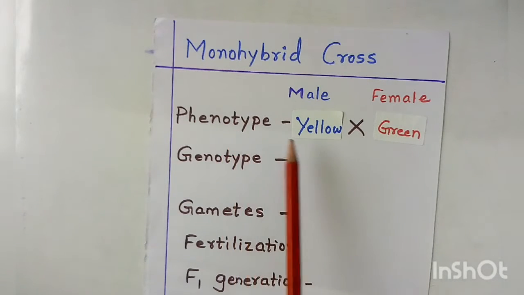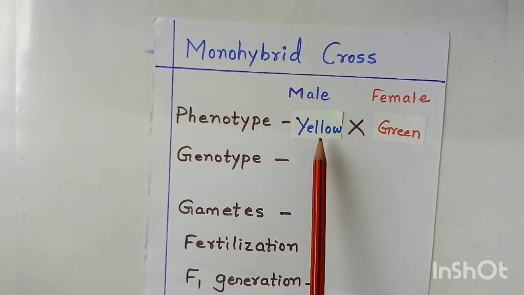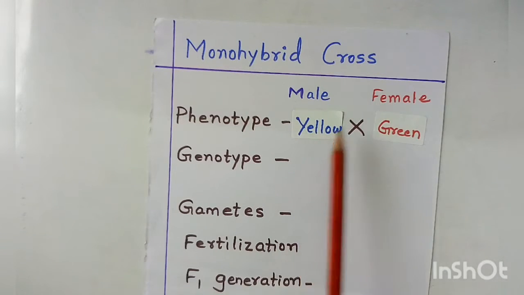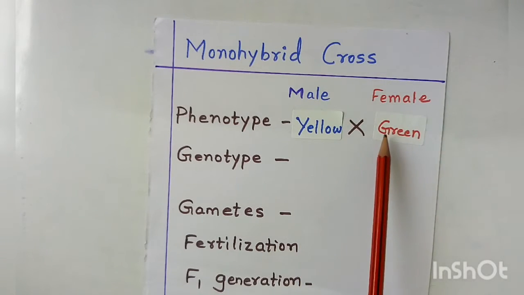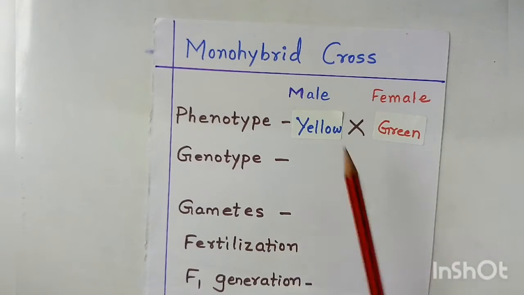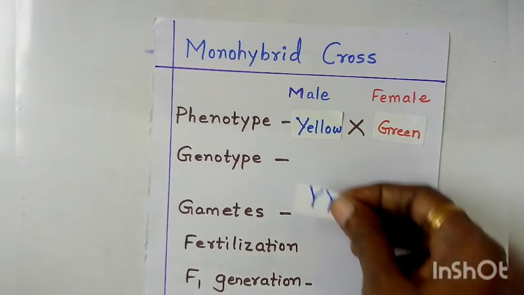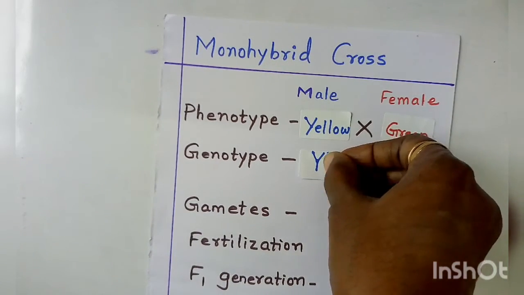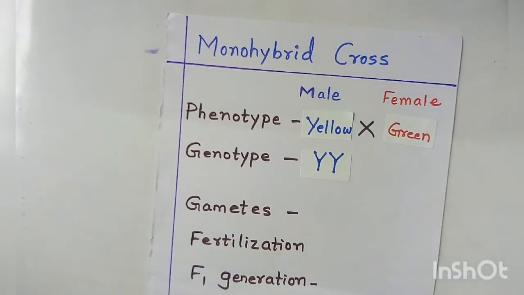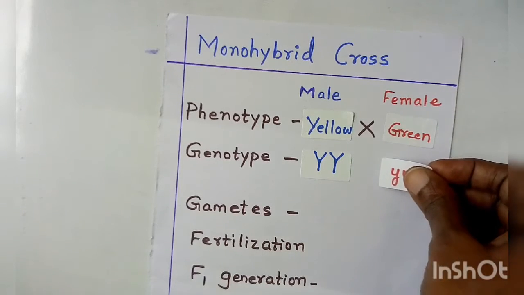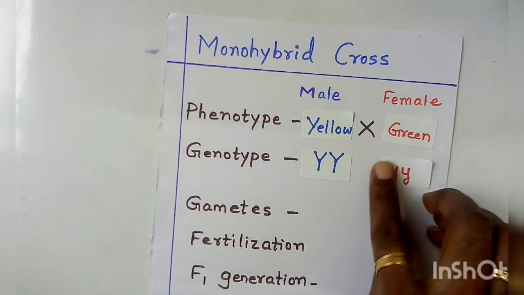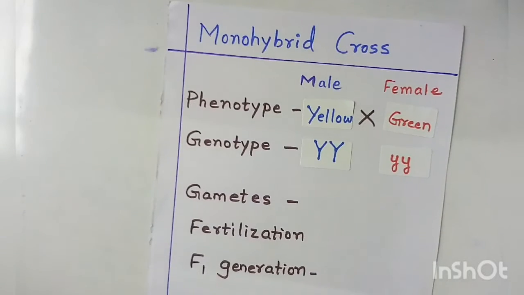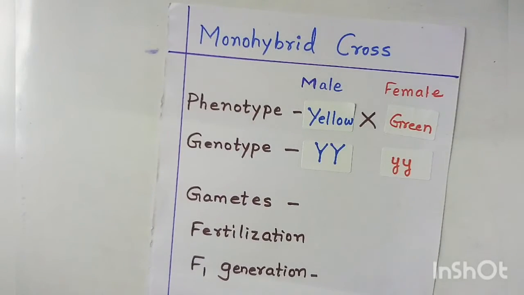What is the phenotype of the parents? Male parent is having yellow color seeds, whereas female parent is having green color seed. These are the phenotypes. So what will be its genotype? The genotype will be capital Y, and the genotype for female parent will be small y, small y.